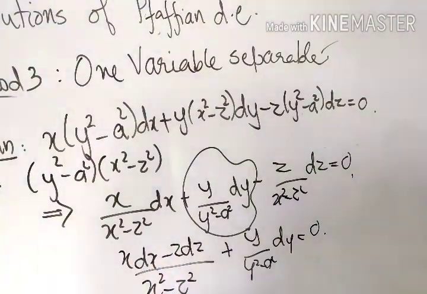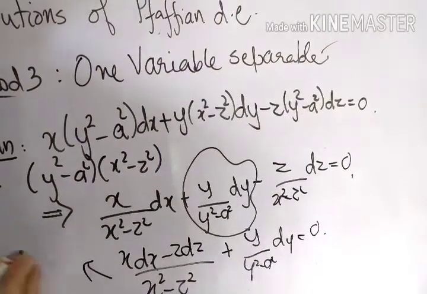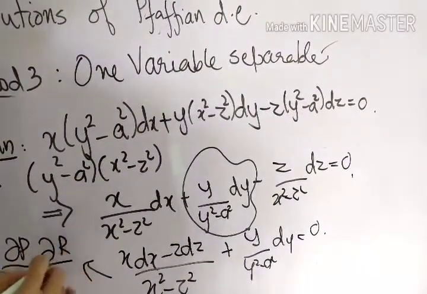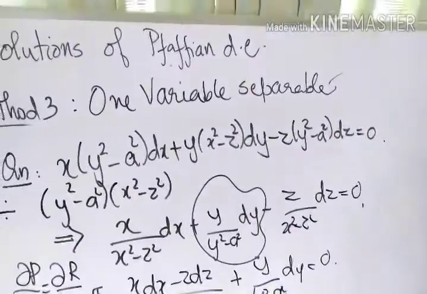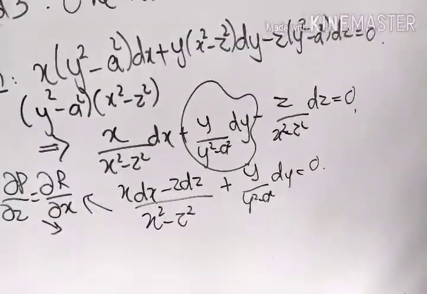So now this is the format. For such a Pfaffian differential equation to be integrable, we have already seen that this portion should be an exact differential equation. Now let's try whether this is exact. Exact in the sense that ∂P/∂z should be equal to ∂R/∂x. Whether this happens or not, we have to check.